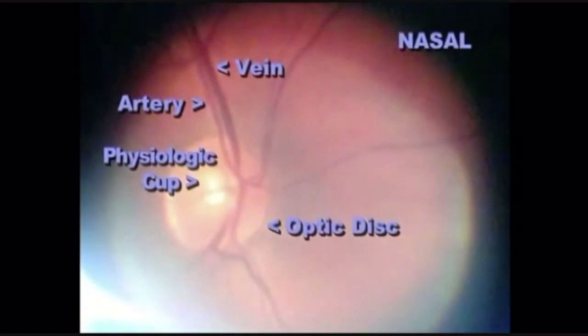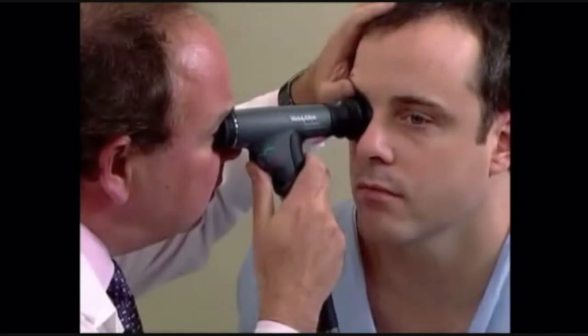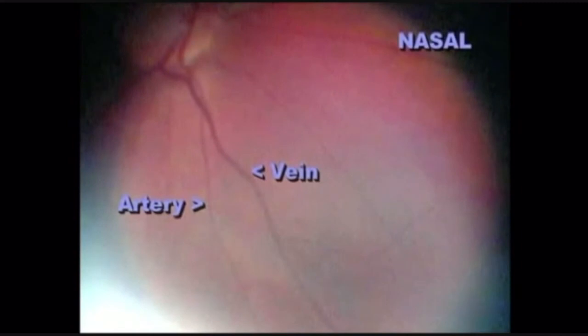The cup is the portion of the disc that is central, lighter in color, and penetrated by the retinal vessels. The normal ratio of the cup to disc diameter varies from 0.1 to 0.5. The examiner should check the cup to disc ratio in both eyes for symmetry. The retinal vessels are evaluated as they arborize over the retina.